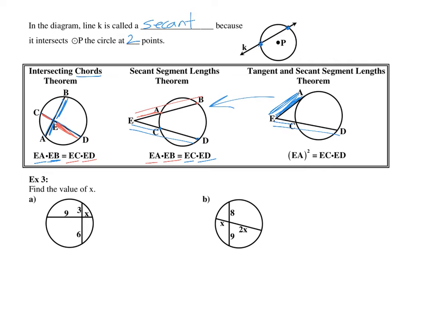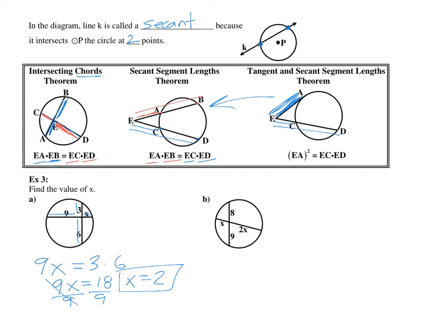All right, let's do example 3. Find the value of x. All right, so I have two chords here. So I find the product of these parts, 9x, is equal to 3 times 6. So 9x equals 18. Divide by 9. X is equal to 2.